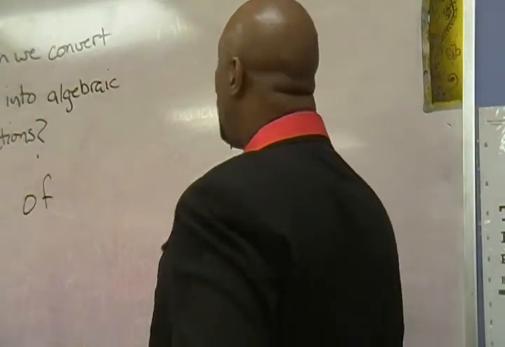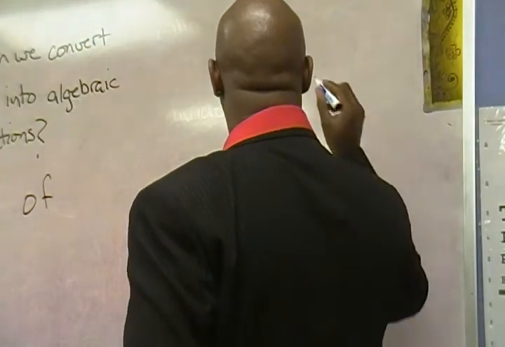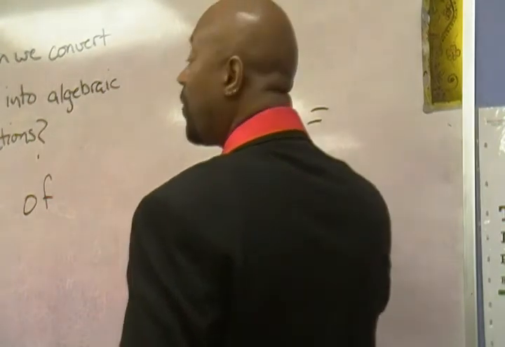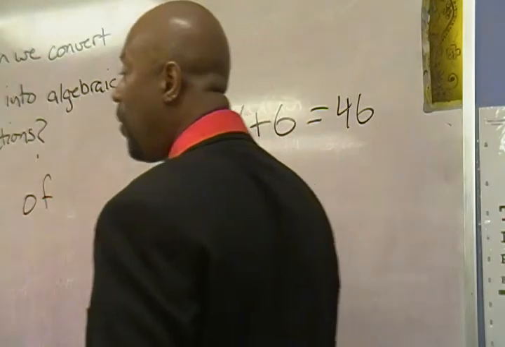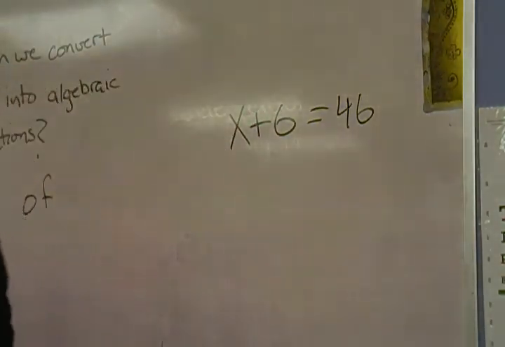All right, so look. Let's say you said it to be 40, right? So the sum of a number and 6 would be 46. So how are you gonna solve that? What's the first step that you would do?